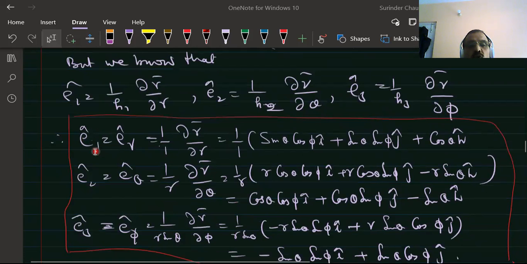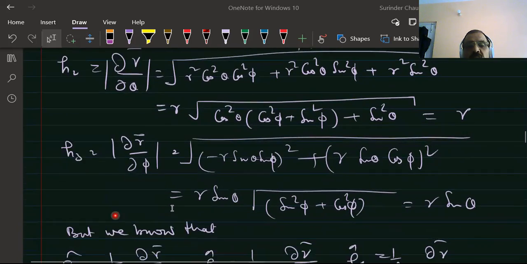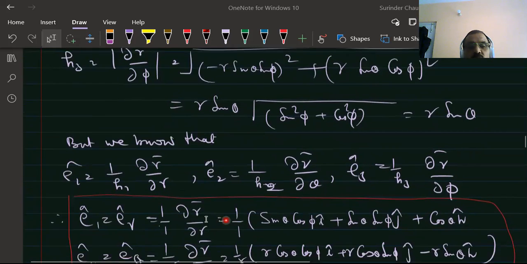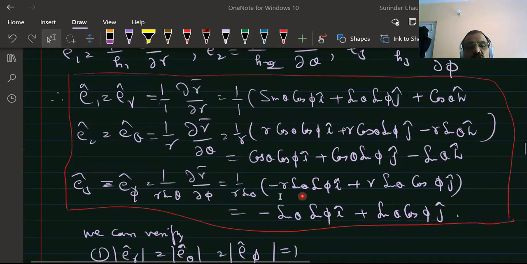So E1, which is the vector E_r, is equal to 1 upon h1 times the derivative. h1 comes out to be 1, h2 comes out to be r, and h3 comes out to be r sin theta. Substituting these values, after substitution we get the vector E_r. We get the unit vectors along the tangential directions of the r curve, theta curve, and phi curve.